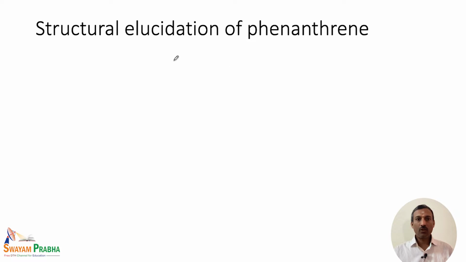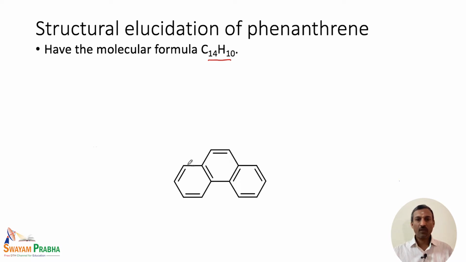Let us look into the structural elucidation of phenanthrene. Phenanthrene has the molecular formula C14H10 and, as we have seen, it has an angular polynuclear structure. We have 3 rings 1, 2 and 3. Now we will find out how we know exactly that there are 3 rings and how they are connected. All those things we will study now in the structural elucidation part.